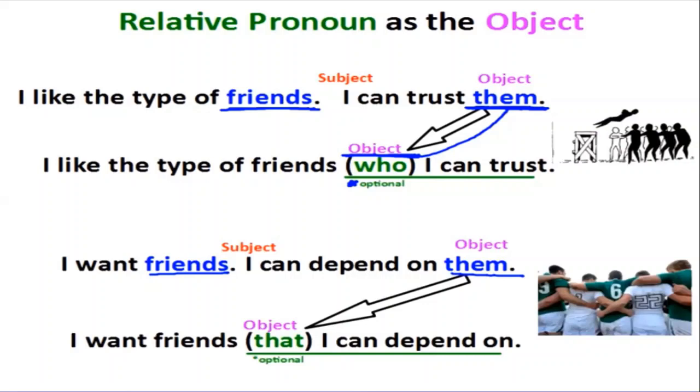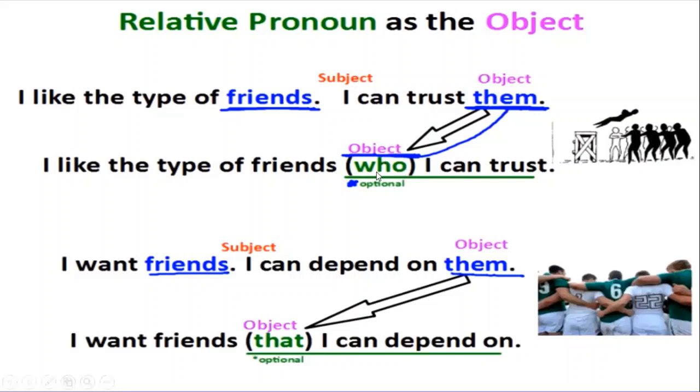A different way of identifying or recognizing the object one is the following. Remember that in the subject one, I said that if you have who or that, and right after who and that, you have a verb, that is a subject one. I mean, that is a subject, right?